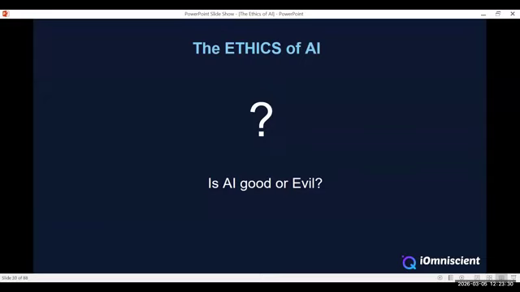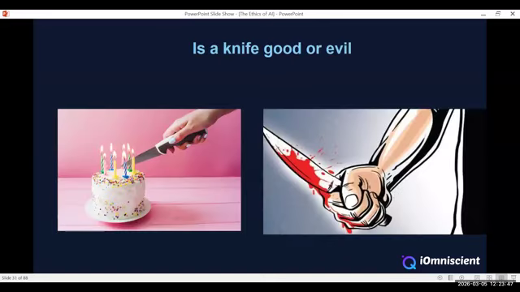So that is what AI is. It's been evolving over the years, and the question now is for any new technology, you have to worry about the ethics of using that technology. Is AI good or evil? That's true for any technology.